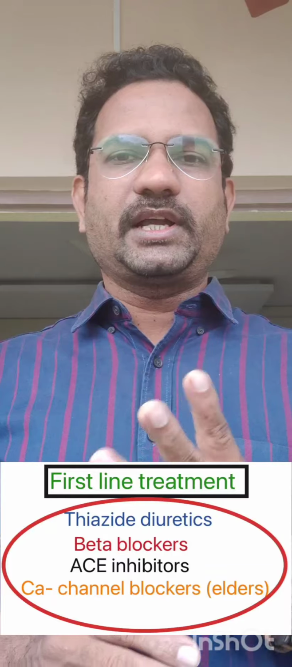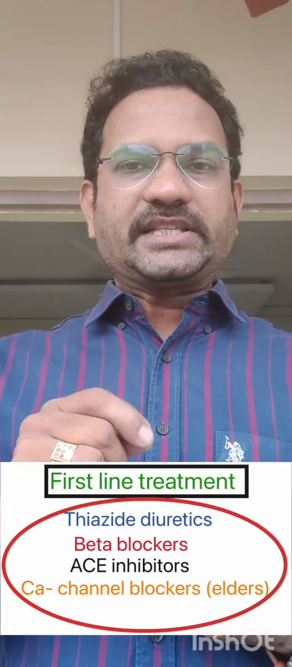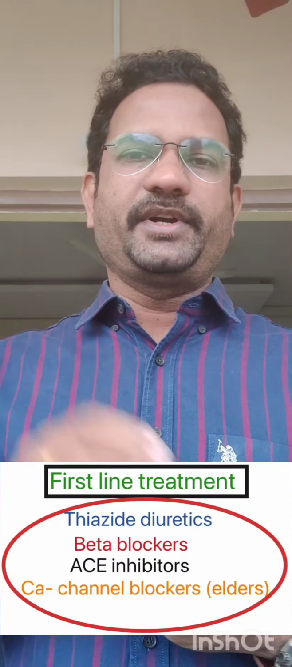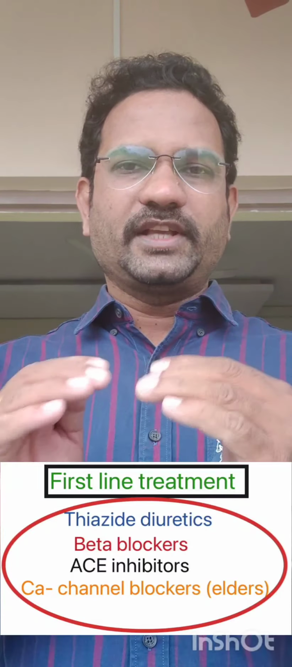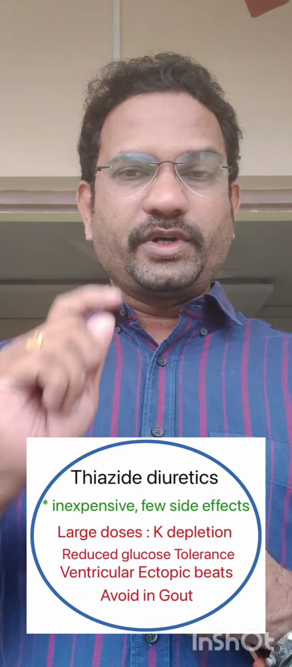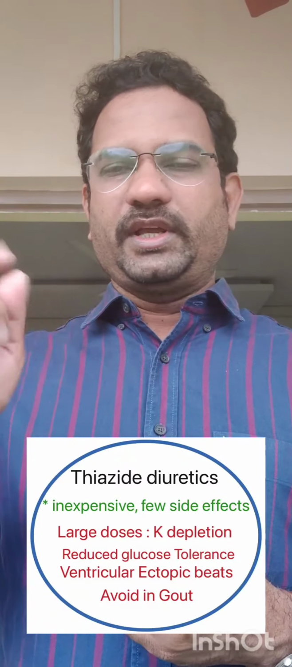Now, leaving this classification, clinically there are three important classes. They are known as first line drugs to treat hypertension. 3 to 4 classes are there. I will explain them one by one. Now, first class is diuretics. The prototype drug is hydrochlorothiazide.